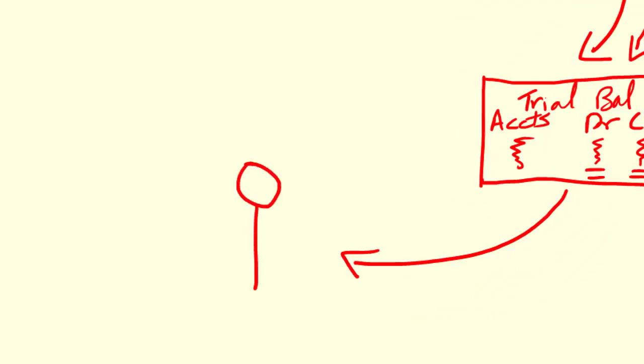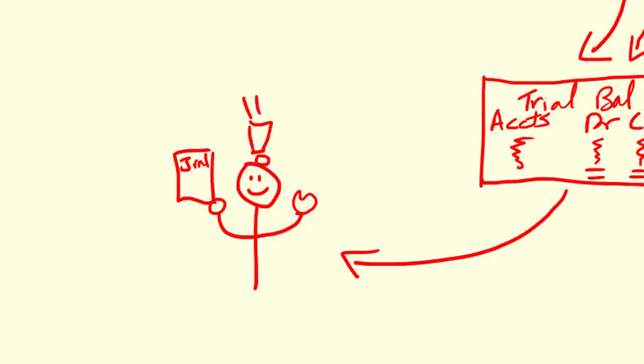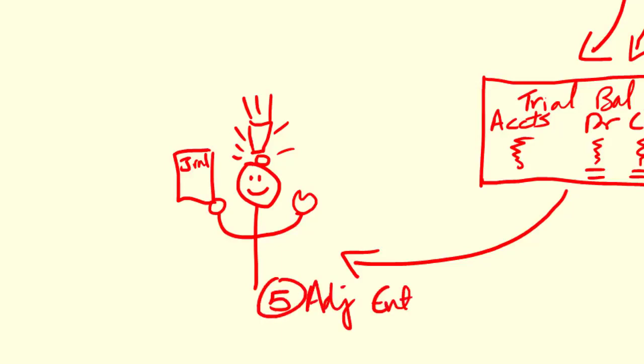So let's bring back our little guy here, because the biggest part of coming up with adjusting entries is deciding what adjusting entries we need to create. And once we know, then we can put them in the journal. And it's always a happy occasion when we figure out what needs to go in our adjusting entries. So this is step 5, making our adjusting entries.